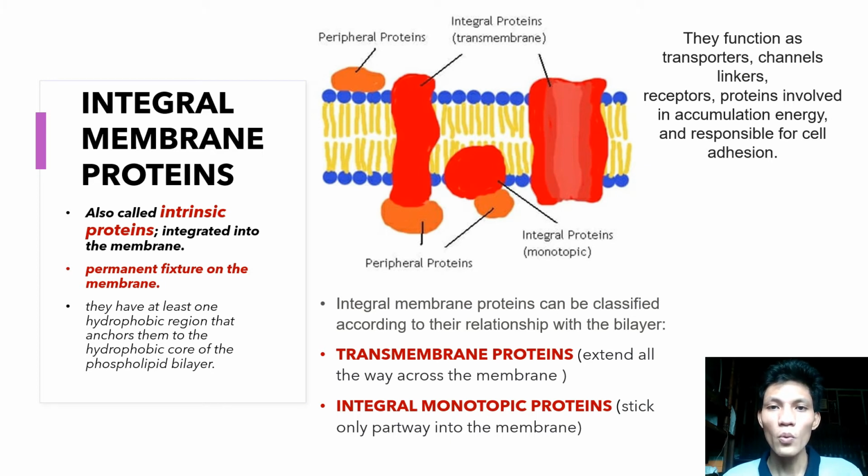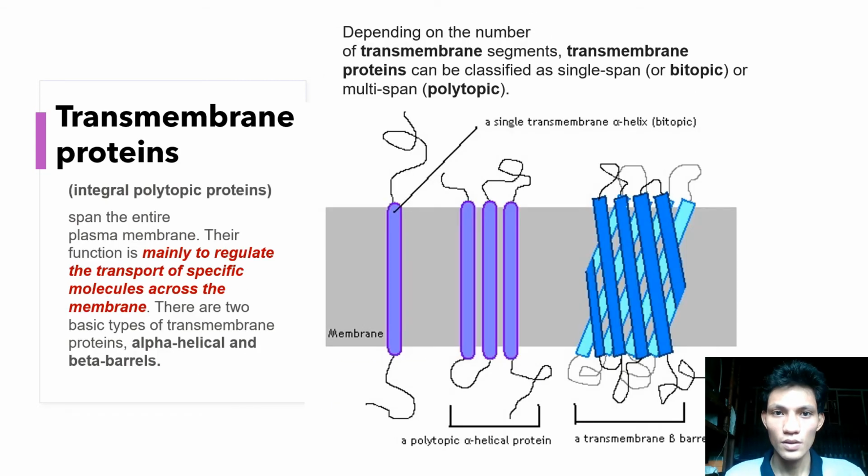Transmembrane proteins, which extend all the way across the membrane, and the integral monotopic proteins, which stick only partway into the membrane. So the transmembrane proteins, also called the integral polytopic proteins, span the entire plasma membrane. Their function is mainly to regulate the transport of specific molecules across the membrane.